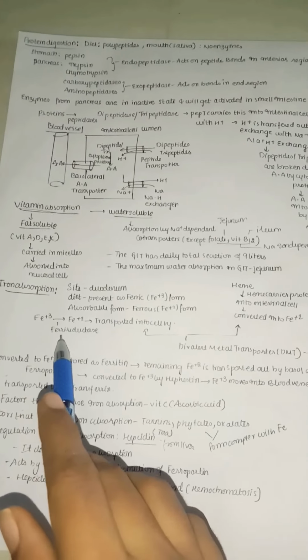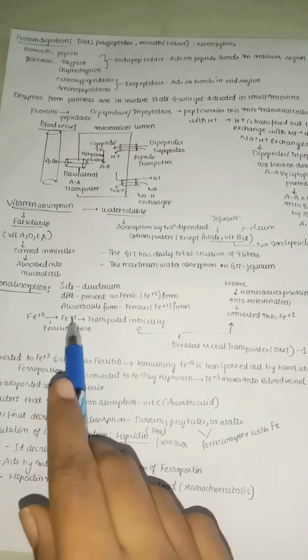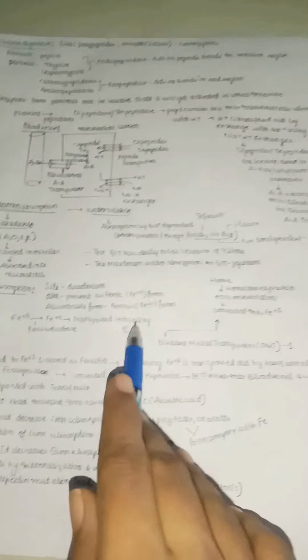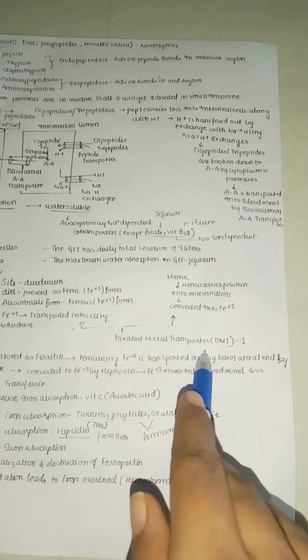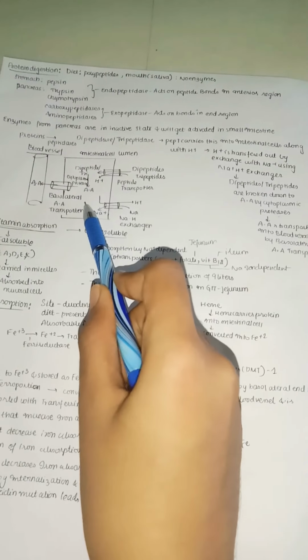How will we convert it? By means of an enzyme, that is ferric reductase. Now this Fe+2 is transported into the cell by a divalent transporter. So now this Fe+2 is present inside the cell. For example, this is the cell. So inside the cell we now have Fe+2.